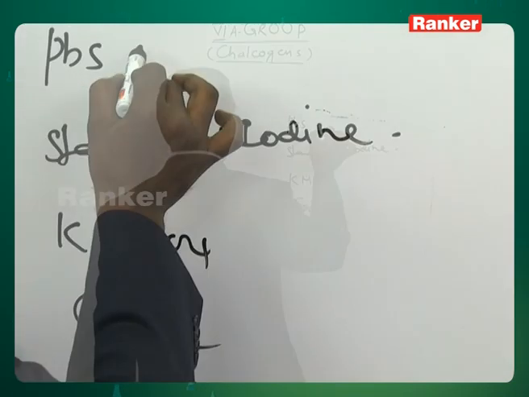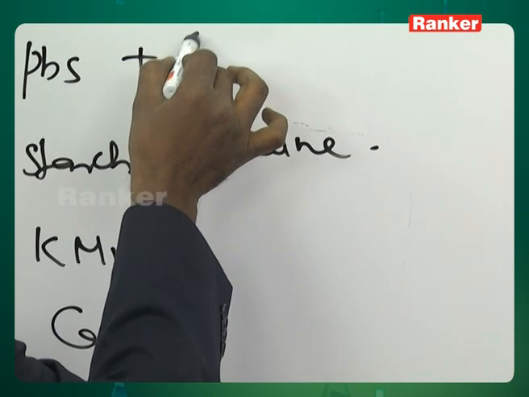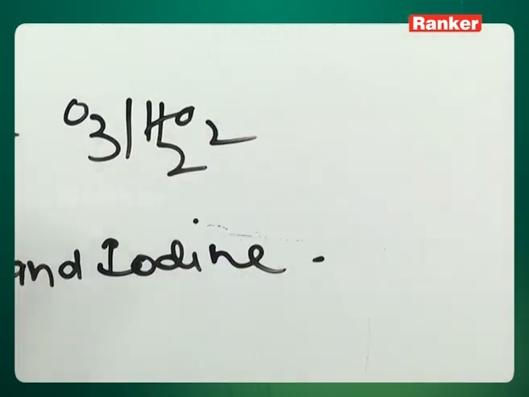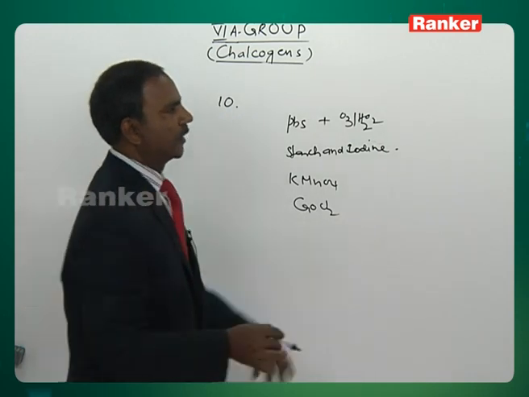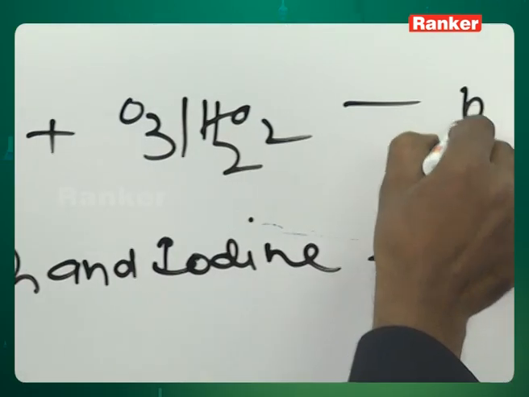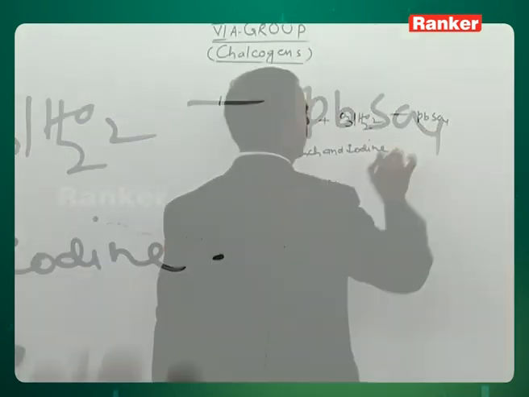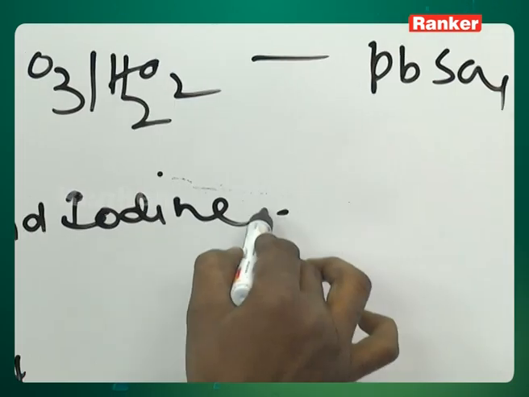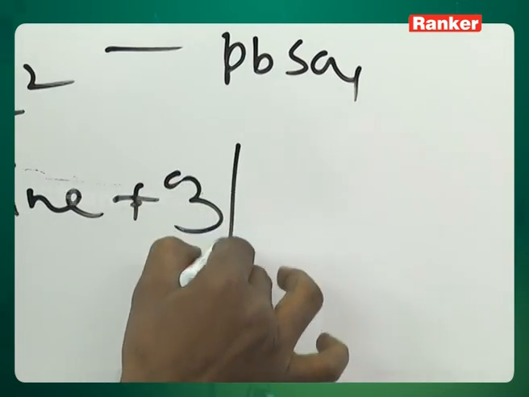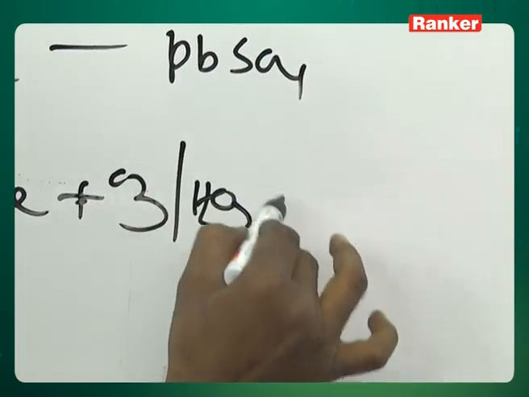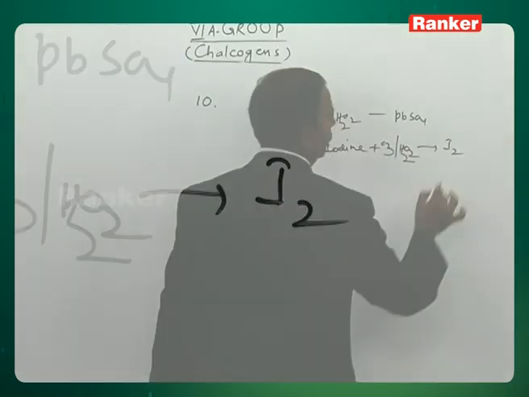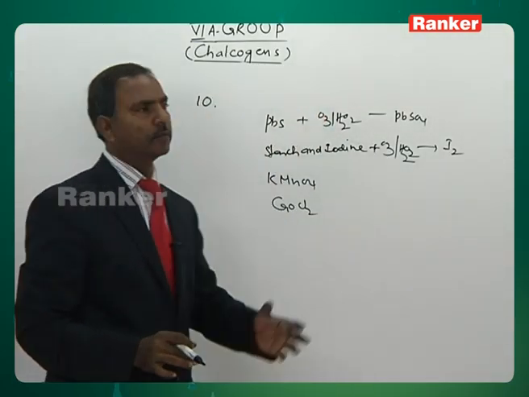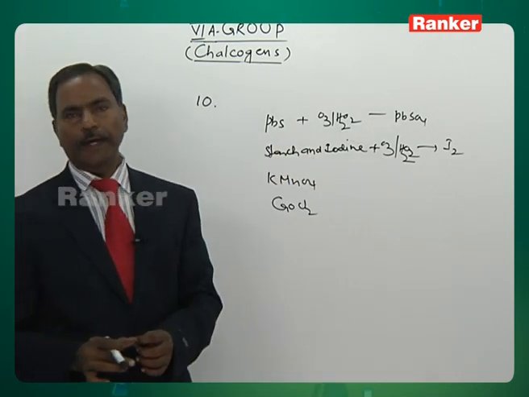See this particular with PbS, either you take ozone or you take hydrogen peroxide. Both similarly react. PbS they can oxidize to PbSO4. Starch and iodine, you take either O3 or hydrogen peroxide. Both are liberating iodine. Therefore, iodine with the starch becomes blue. So both are giving the same iodine only.